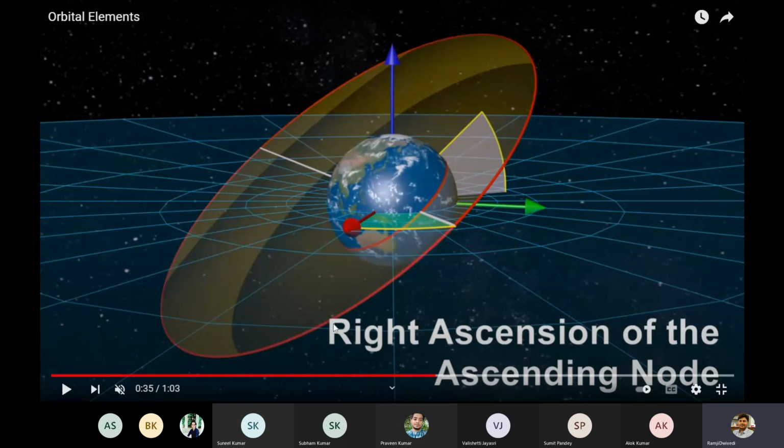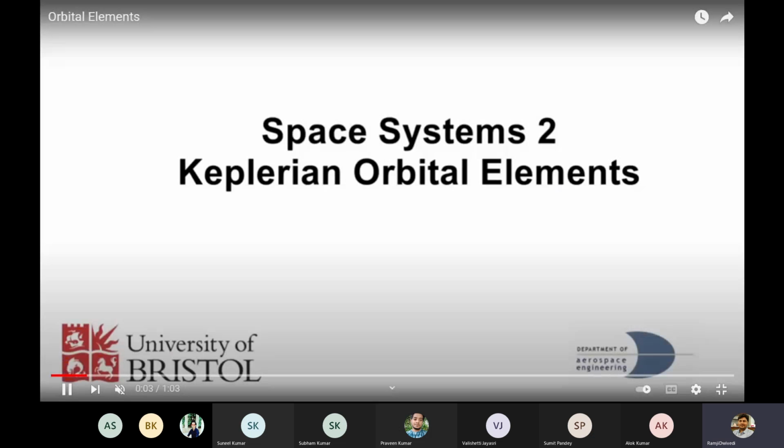The moment it crosses the equator, this is the equator point. Where it crosses the equator, this point is known as the ascending node. And this is your x-axis, the anti-clockwise angle in this direction to that point, both these lines joining to Earth's center of mass. So this angle between the lines is known as right ascension of the ascending node. Just feel it. I'm starting this small video.